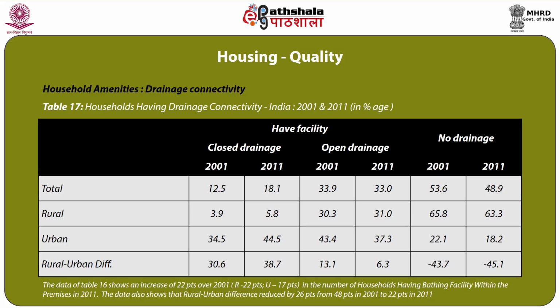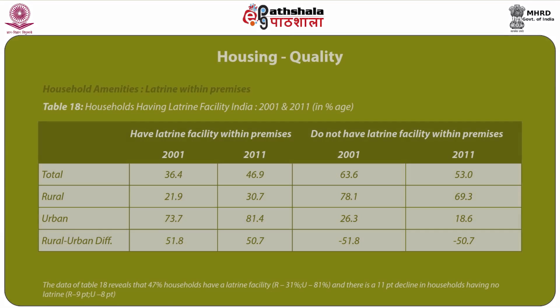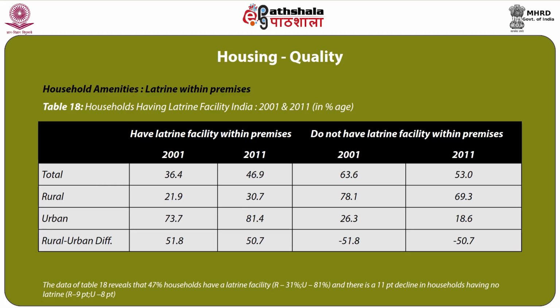The data also shows that there is a 5-point decline in households having no drainage, in case of rural 3 points and in case of urban 4 points. And the rural-urban difference in no drainage increased by 1 point, from 44 points in 2001 to 45 points in 2011. Latrine within premises, Table 18.